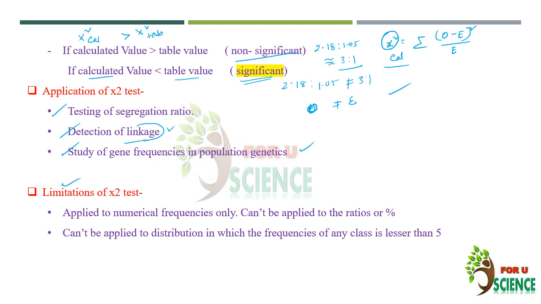Firstly, it is applied only to numerical frequencies. It cannot be applied in case of ratios or percentage data, and it also cannot be applied to a distribution in which the frequency of any class is lesser than 5.